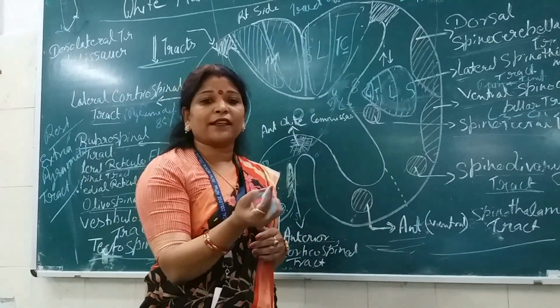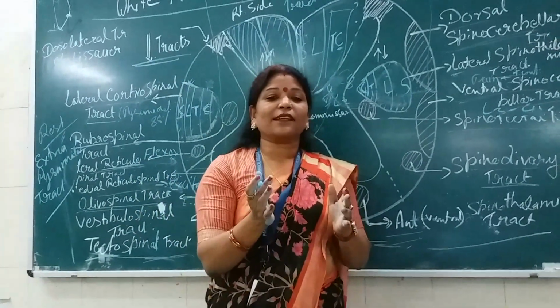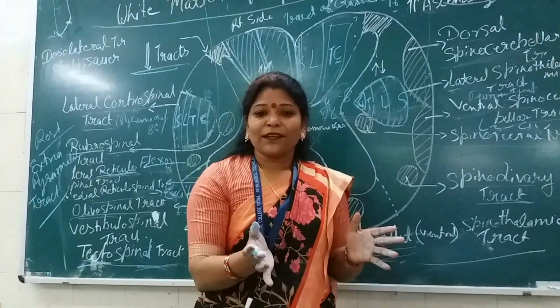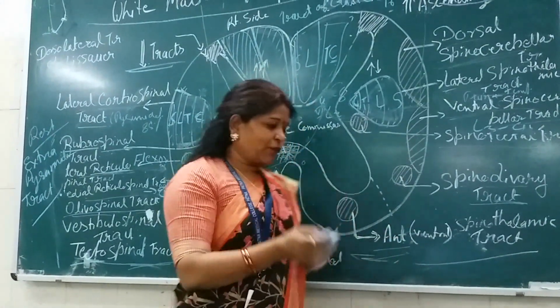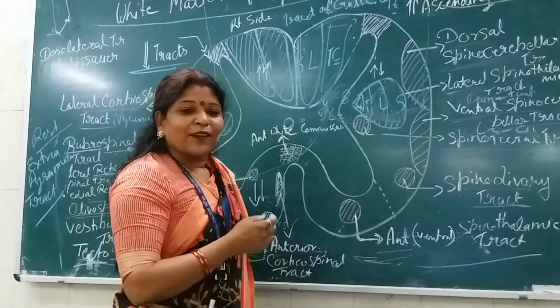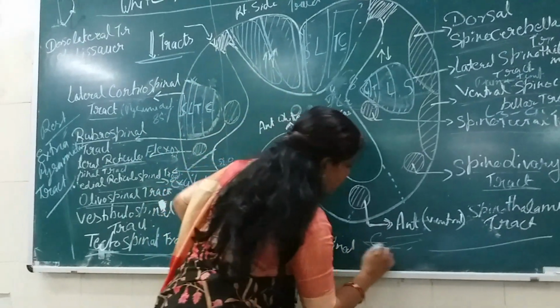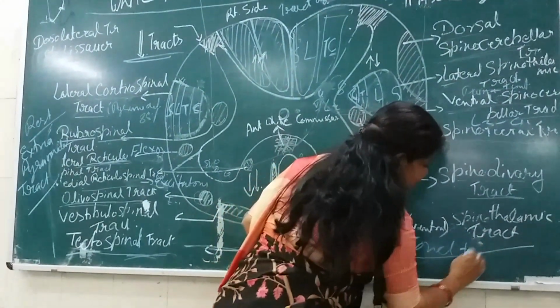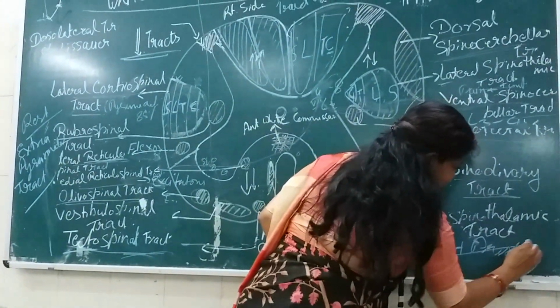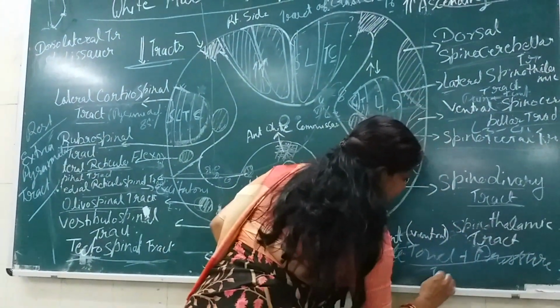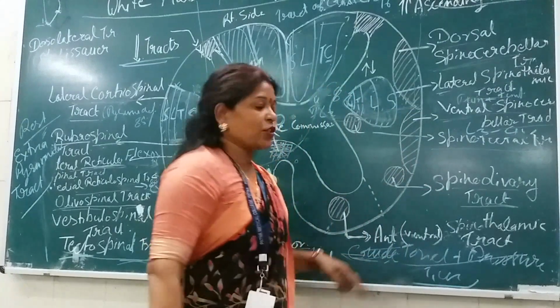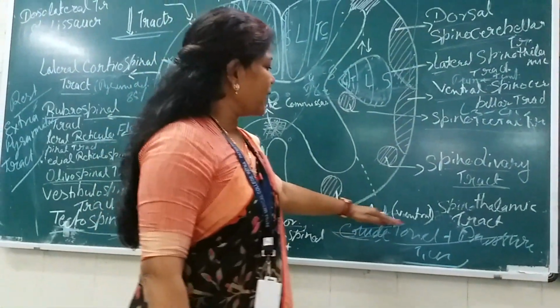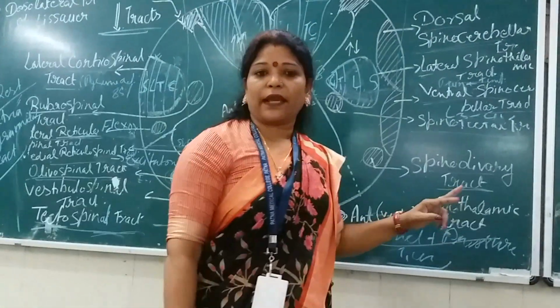And what is that? Which modalities of sensation are left now, which we have touched on? Yes. Which touch? Crude. Yes, very good. The crude touch, pressure, all these sensations will be carried by the anterior ventral spinothalamic tract.